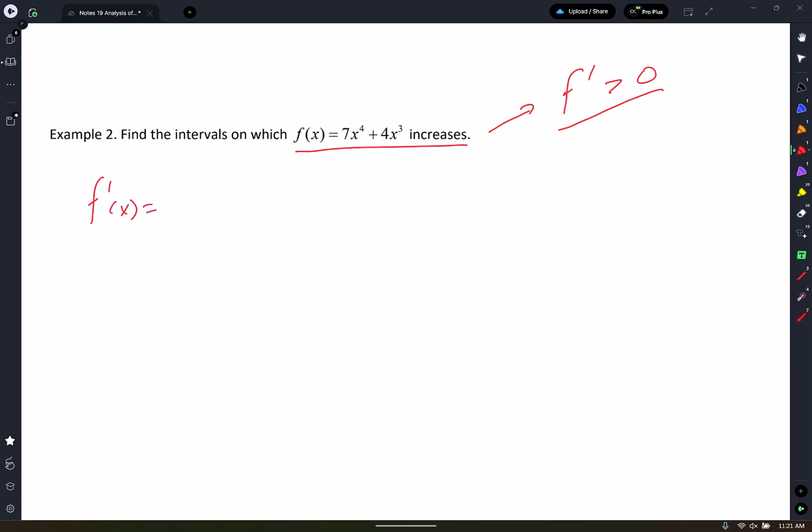F prime of x equals, I'm just taking the derivative, what's 7 times 4? Yep. Plus, what's 0 over 4x cubed? You're done. Now you're doing algebra. I'm going to set this equal to 0. What can I factor out? What's the biggest common factor between 12 and 28? 4. How many times does 4 go into 28? 7. So 4x squared, parentheses, 7x plus, how many times does 4 go into 12? 3. Close, equals 0. Here are my candidates: x equals 0, and x equals negative 3/7.